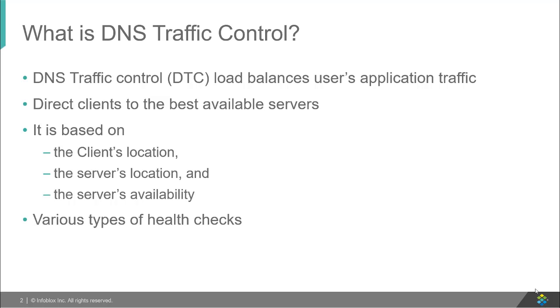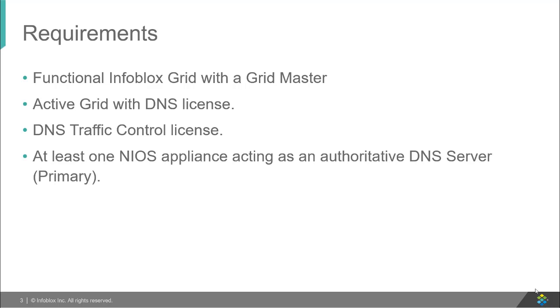DTC monitors application availability using various types of health checks to make sure the clients are sent to servers that are available. You need a functional Infoblox grid with a grid master. Several features were introduced in NIOS 8.3, including DTC health check support for multi-tier architecture, CSV import-export support, dynamic load balancing based on SNMP and RTD, and support for SRV records.